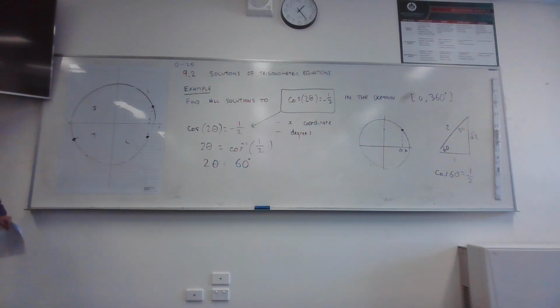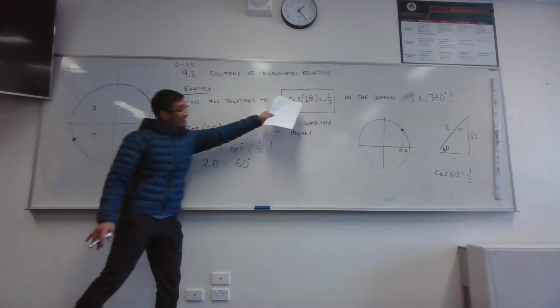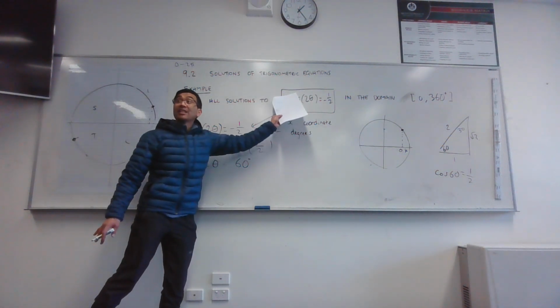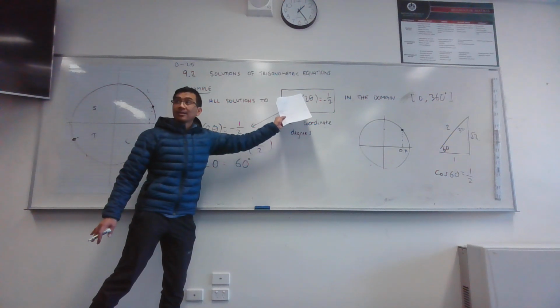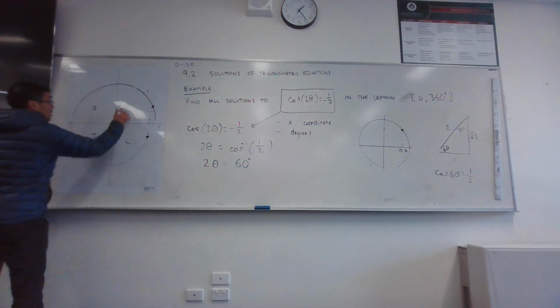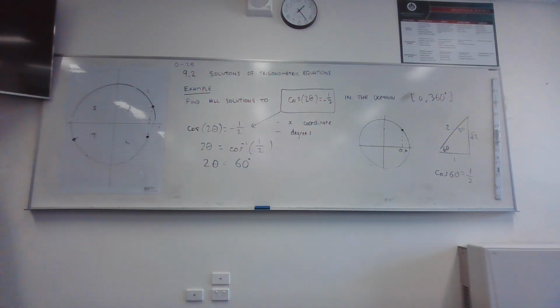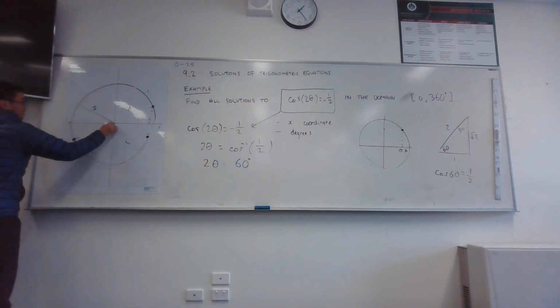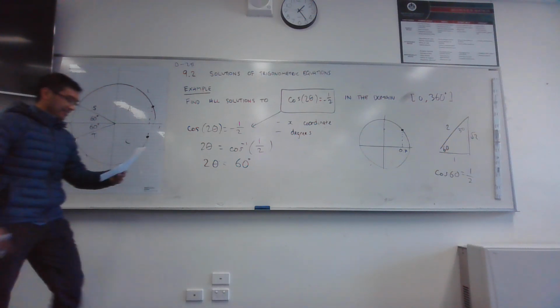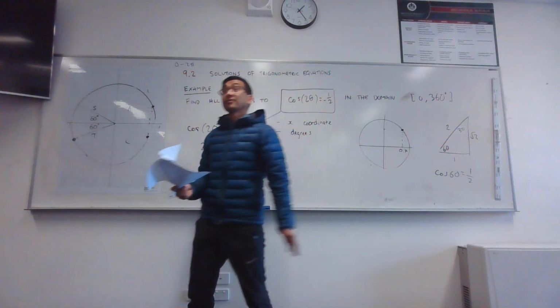Therefore, which quadrant, Perry, if I want a negative cosine, a negative x coordinate, which ones? 2 and 3. 2 and 3, correct. So we're after those.